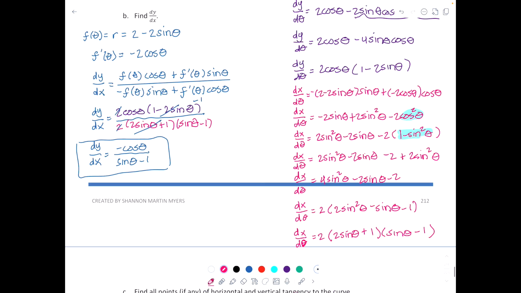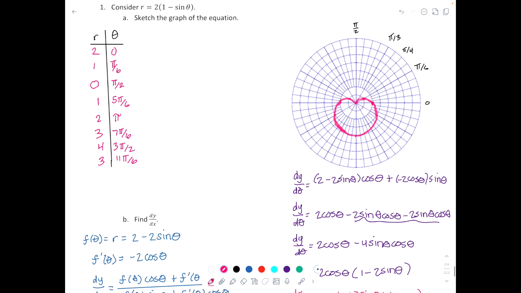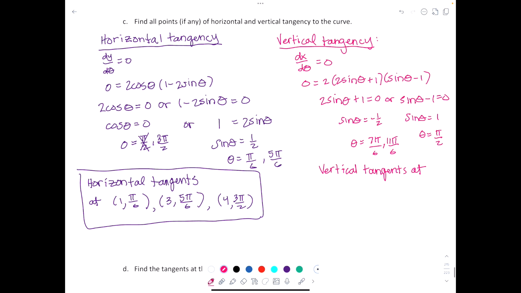All right, so let's see what we got for our output values. We had 3, 7 pi over 6, 3, 11 pi over 6, and then at pi over 2 we had 0. So 0, pi over 2, 3, 7 pi over 6, and 3, 11 pi over 6. Cool, cool?